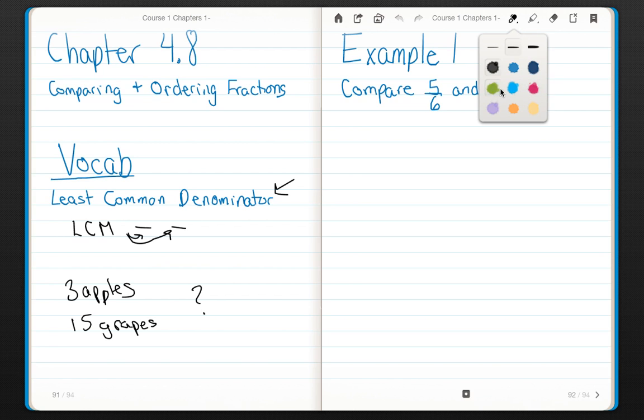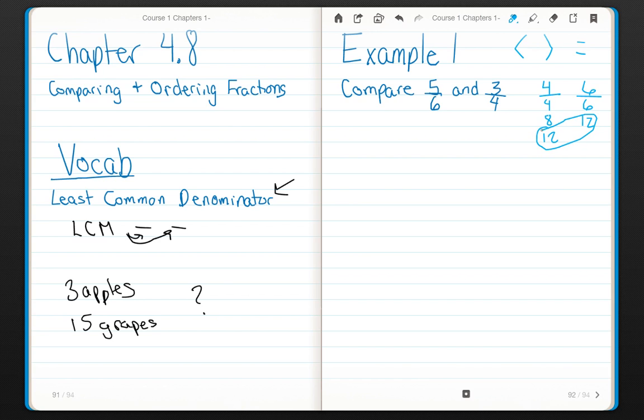So let's take a look at example number 1. Compare 5/6 and 3/4. When I say compare, I mean using the greater than, less than, or equal to symbols to compare the two fractions. To compare these, I need to find the least common denominator of 6 and 4. You can use prime factorization, or you can use a list. They're fairly small numbers, so I'm going to use a quick list. So I have 6, 12, and 4, 8, 12. I know the least common denominator will be 12.